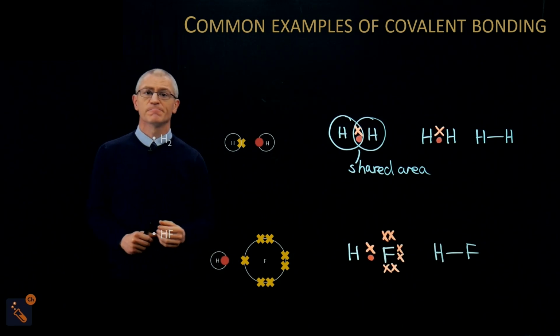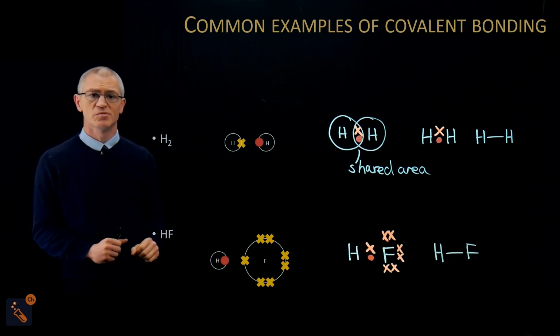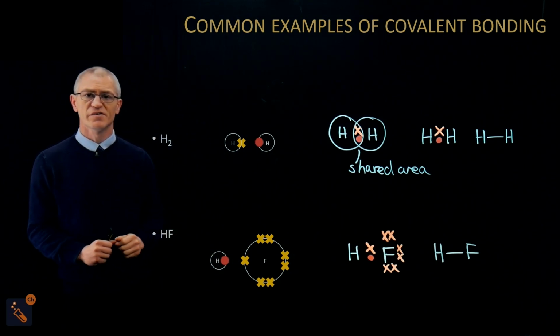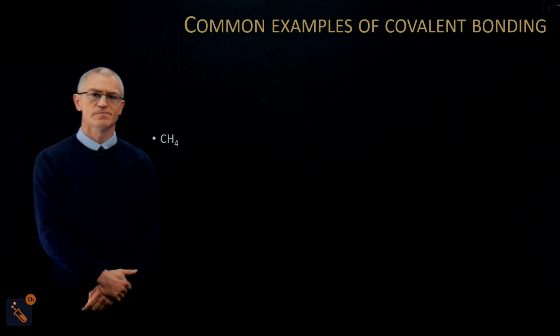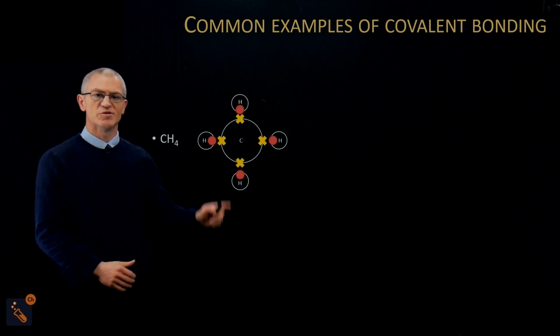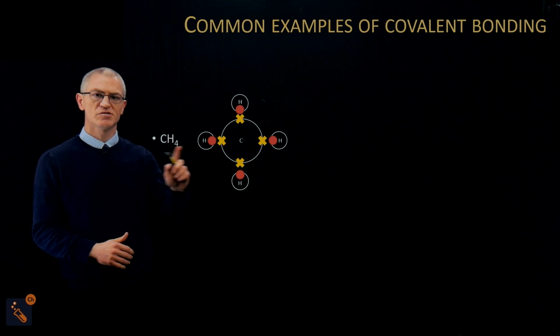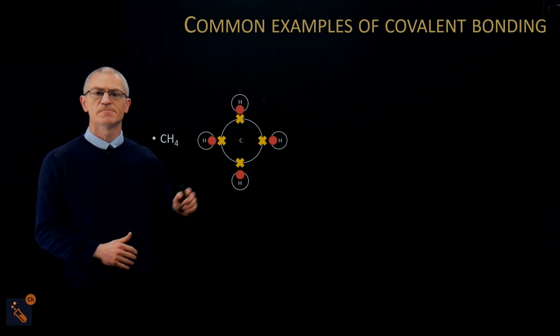Okay, so there's your two simple examples to start off on covalent bonding. So let's go on to some slightly more complicated versions. So we have CH4, and let's draw out our elements again. You can see there's 4 hydrogens, so I've drawn 4 hydrogens around the outside.